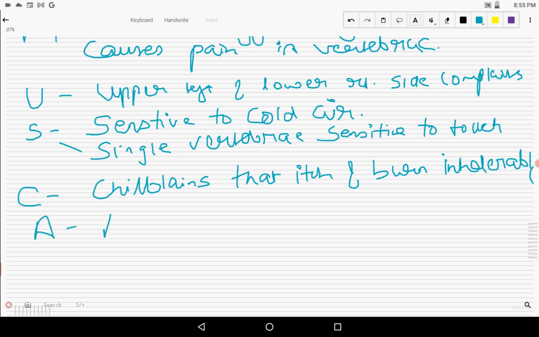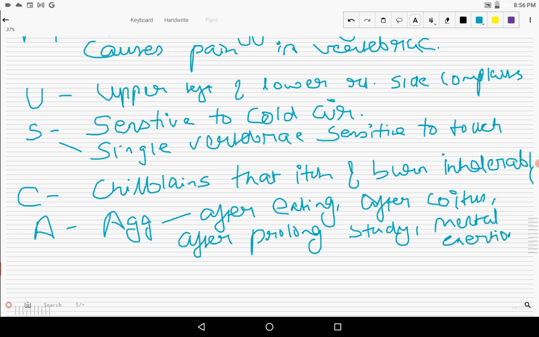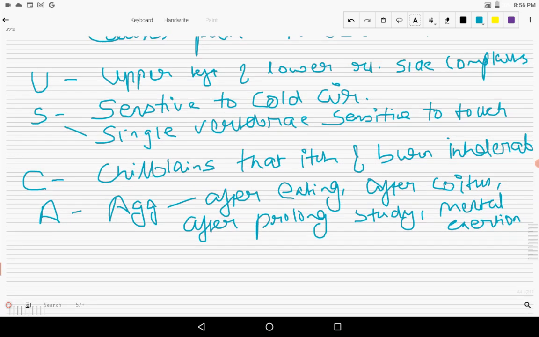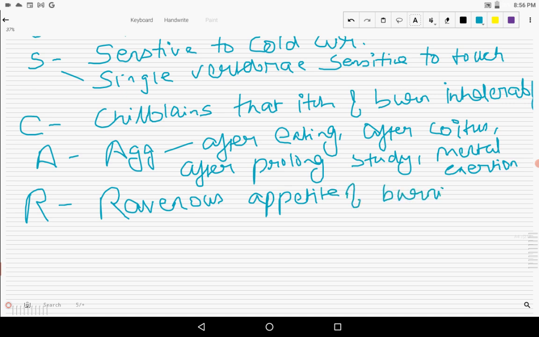Next, A, aggravation. So aggravation after eating, after coitus, after prolonged study, and mental exertion. Next letter in Muscarius is R. R stands for ravenous appetite and burning thirst. So, burning thirst.